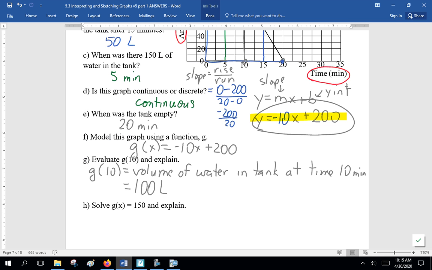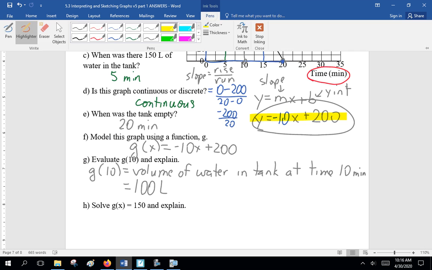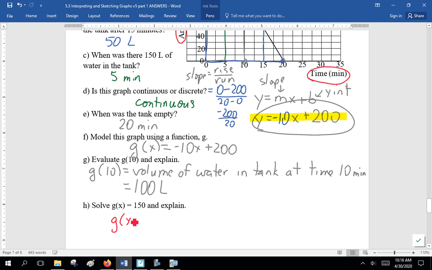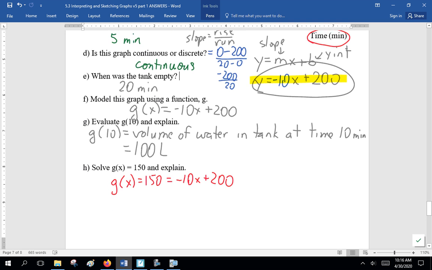Okay, so that is minus 10x plus 200. So we have to solve this equation for x. Now, how do you solve the equation? 150 equals minus 10x plus 200. So the easiest thing to do, remember BEDMAS: brackets, exponents, multiplication, division, addition, subtraction. You do brackets first, addition, subtraction last. Working backwards, you do addition, subtraction first.